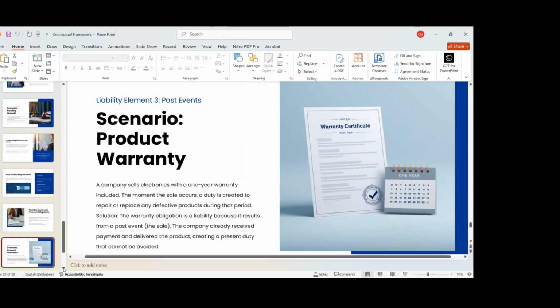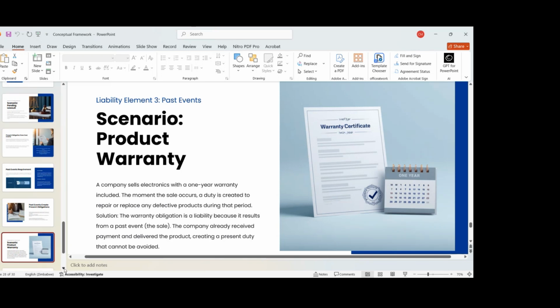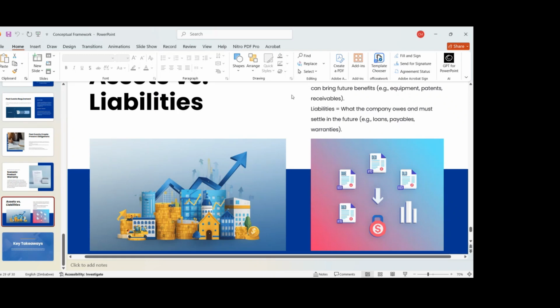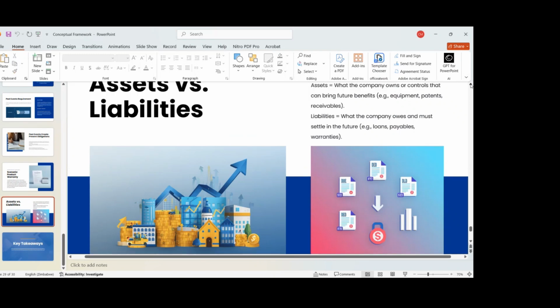Another scenario. A company sells electronics with a 1-year warranty included. The moment the sale occurs, a duty is created to repair or replace any defective item, and the warranty obligation is a liability because it results from a past event, which is the sale. The company already received payment and delivered, creating a present duty that cannot be avoided. So it's no longer avoidable. So in simple terms, Tim, what are we saying here?